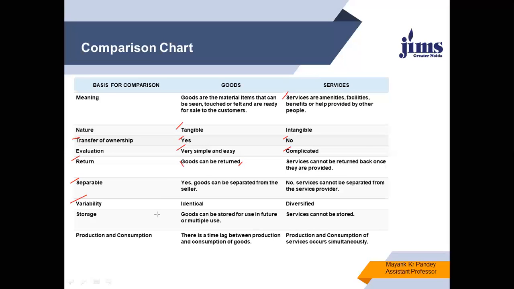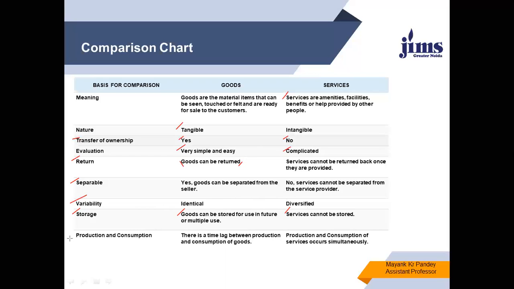Now come to storage. As we already discussed about the features of services, we have seen that services are perishable in nature, meaning services cannot be stored. If something is perishable, that cannot be stored. So it is very clearly mentioned that services cannot be stored, while in case of goods, goods can be stored for future use or multiple uses. We can store any physical commodity and we can use it multiple times till it exists.